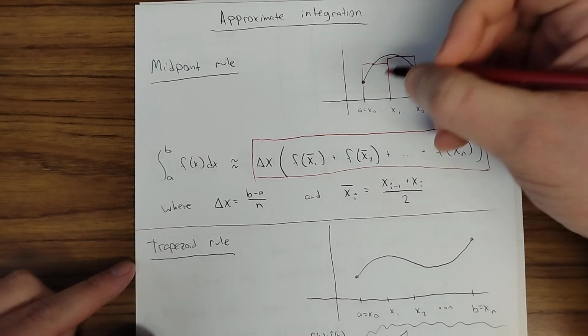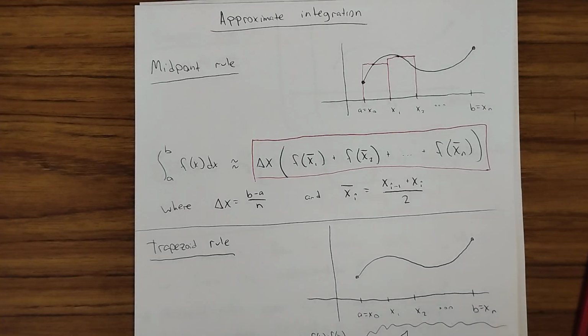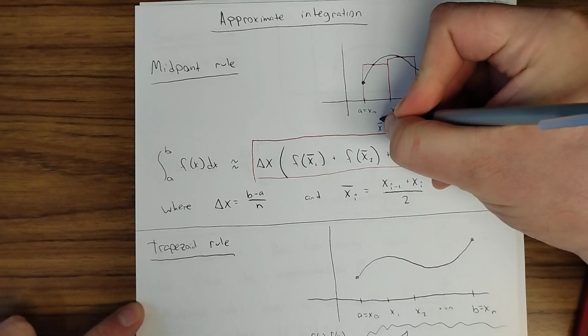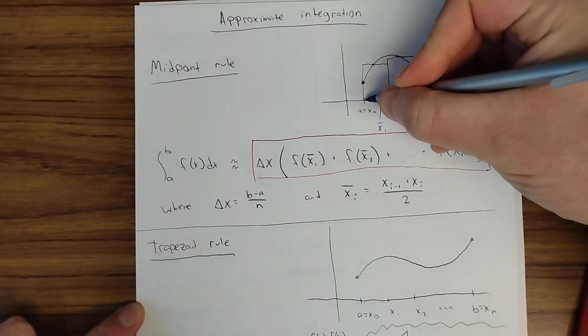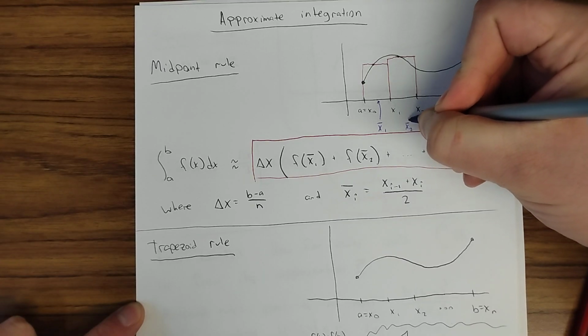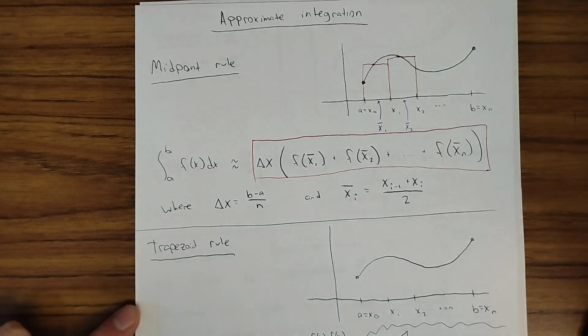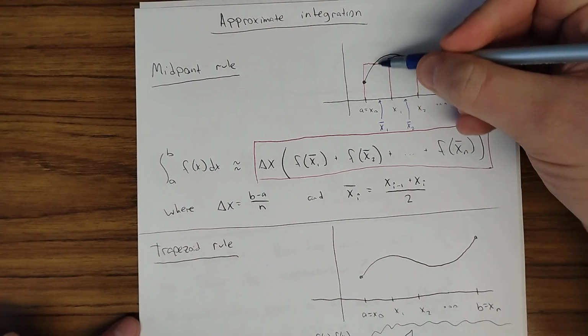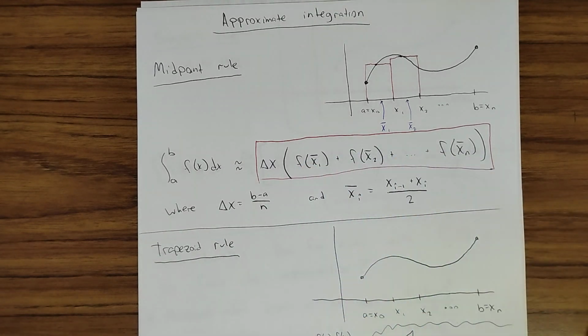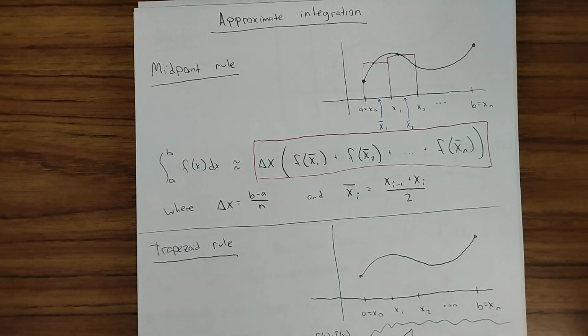So x1 bar is exactly halfway between x0 and x1. x2 bar is exactly halfway in between x1 and x2. So these are the spots where we're drawing a height of a rectangle, and we add up all the heights, and that's what we get. Okay, that's the midpoint rule. And I just put a box around this because this is the formula.